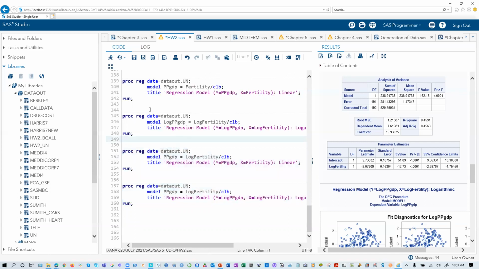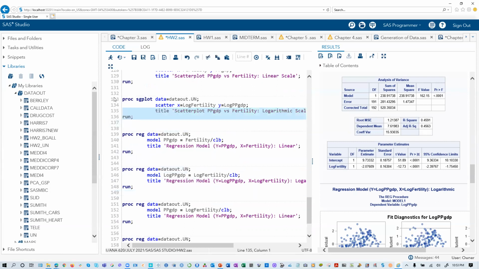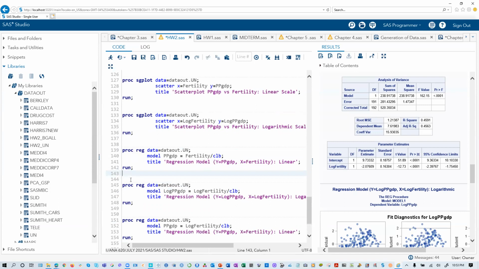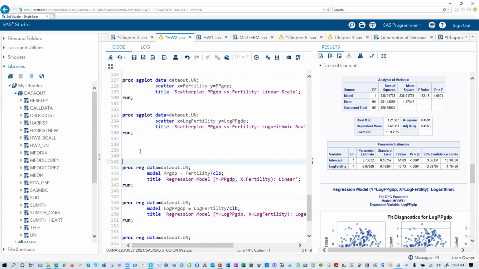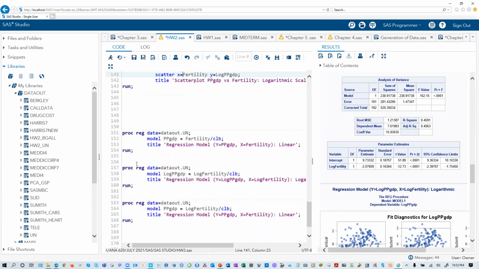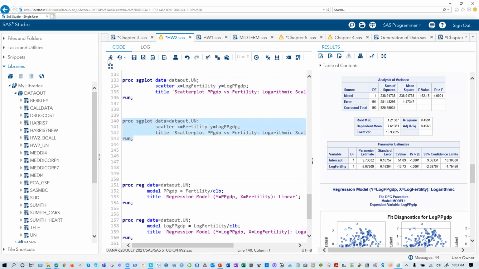No, I think what I'm doing is not right. I want this one scatter plot and that one together. Sorry, one is the scatter plot, the other one is the regression. I'm going to run the scatter plot here, another one, with X just fertility. Then their regressions are without log, both logs, and one log. Okay, good, this scatter plot.